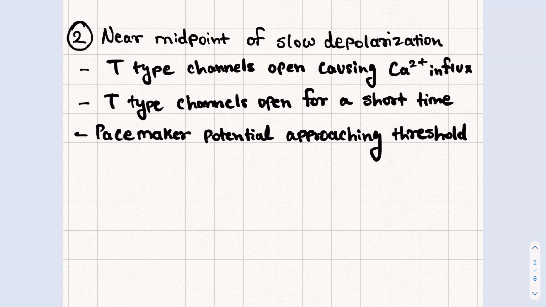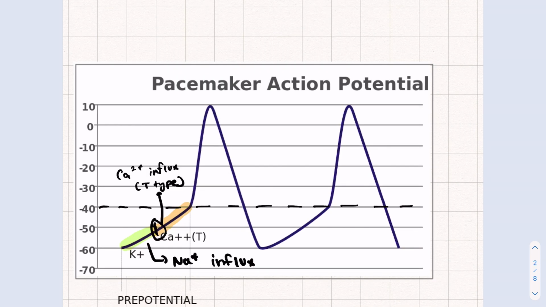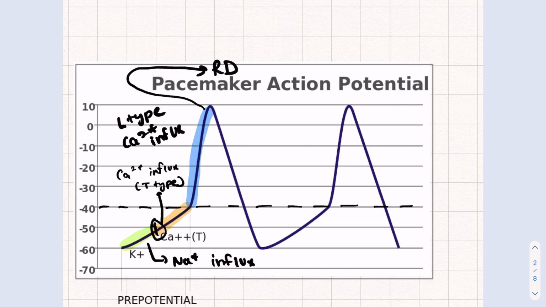Now let's move on to the last event, which is action potential. Now, as we said, action potential has two other events. That's rapid depolarization, which is followed by repolarization. Now, once the threshold is reached, action potential is initiated. L-type channels open, causing calcium 2 plus influx, and this is where rapid depolarization is seen. Coming back to the pacemaker action potential diagram, during this phase, L-type channels open, and these L-type channels cause calcium 2 plus influx. And this stage is rapid depolarization stage.